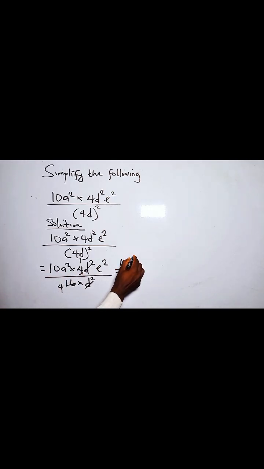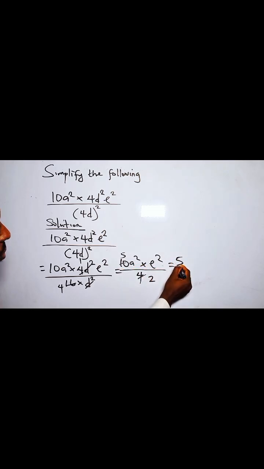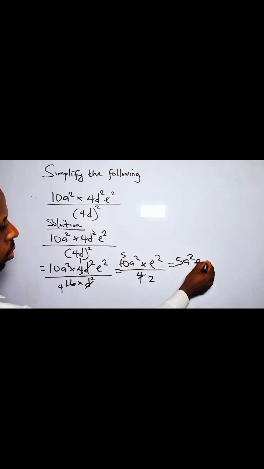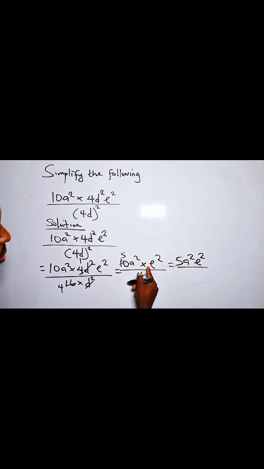So we have 10a squared times e squared, divided by 4 at the denominator, so we can still simplify this. So let us use 2, 2 here is 2, 2 here is 5. So when we simplify this, we have 5a squared e squared, by the time we multiply this with this together, over 2.